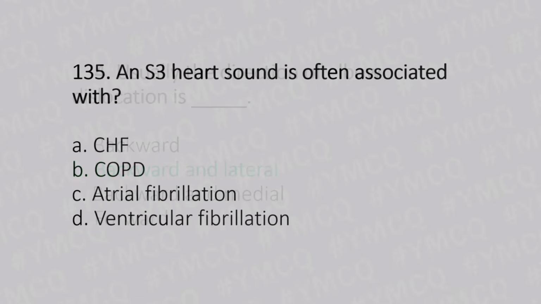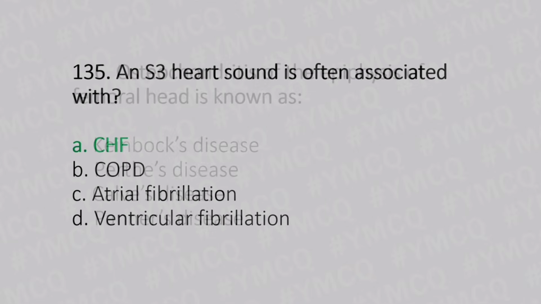Moving to question number 135. An S3 heart sound is often associated with option A, CHF, congestive heart failure. Option B, COPD, chronic obstructive pulmonary disease. Option C, atrial fibrillation. Option D, ventricular fibrillation. And the answer is option A, CHF or congestive heart failure.